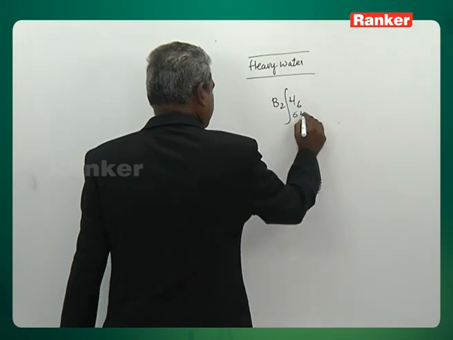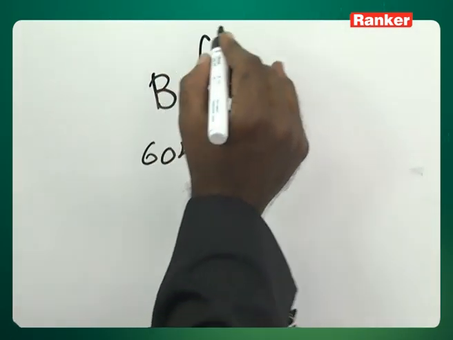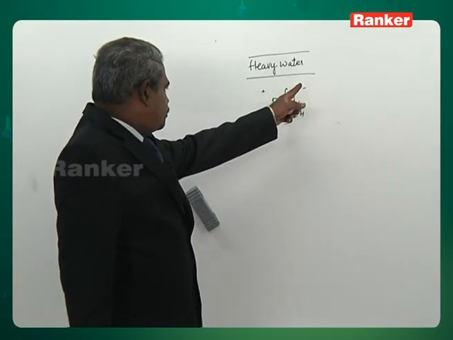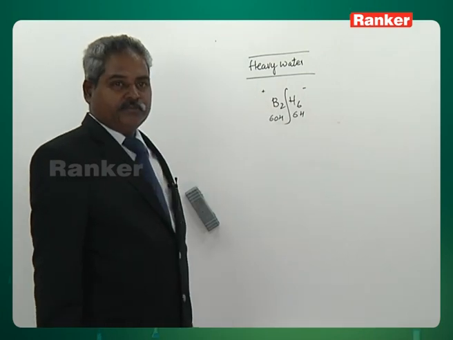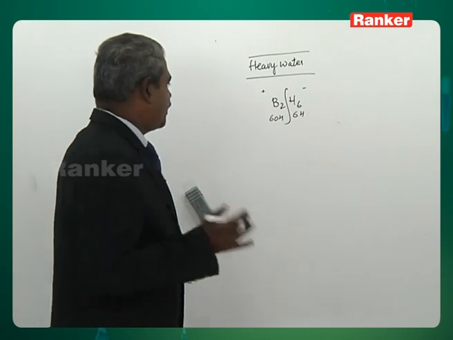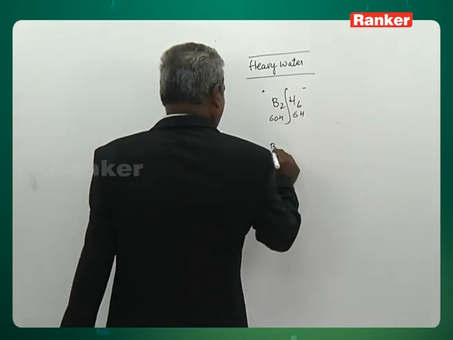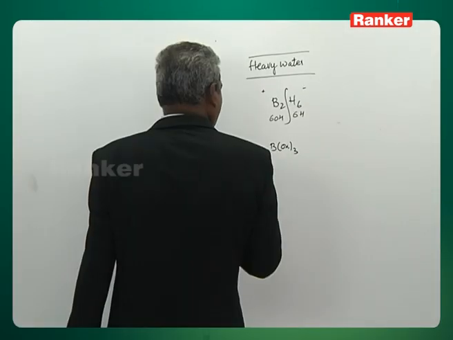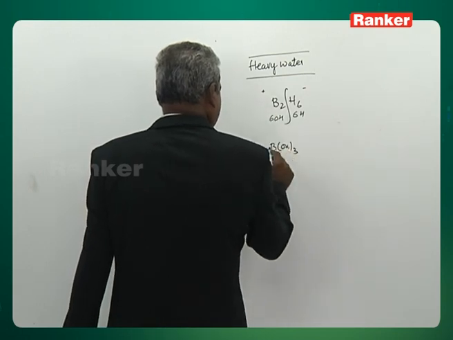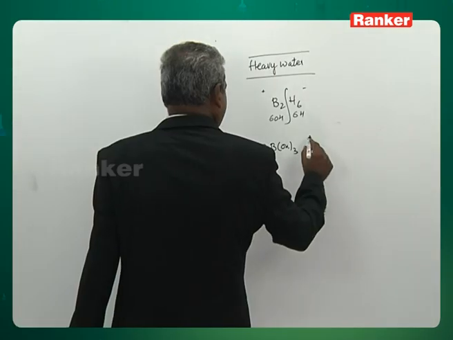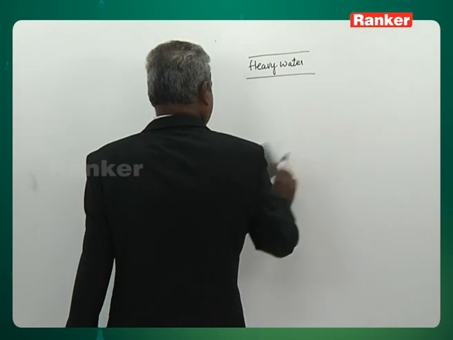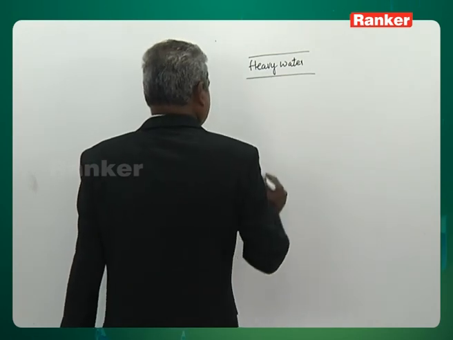So 6H, 6OH. H minus, this is minus, this is plus. So always you have to see those invisible plus minus. It means you need not write plus minus, but you should feel that boron is positive, hydrogen is negative. So what happens? BOH thrice, 2 BOH thrice, boric acid. B2H6 once again gives boric acid and hydrogen.